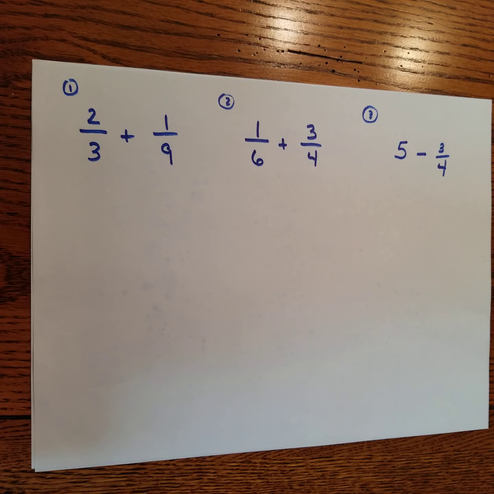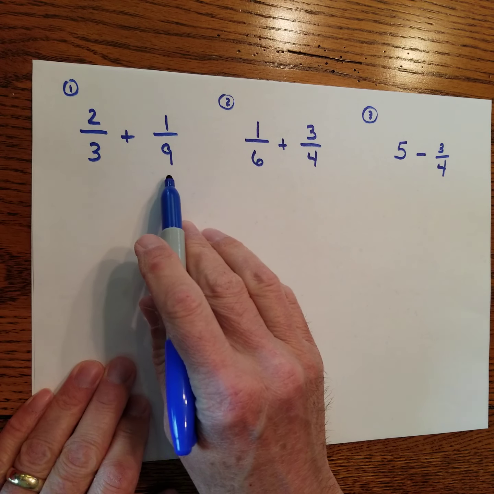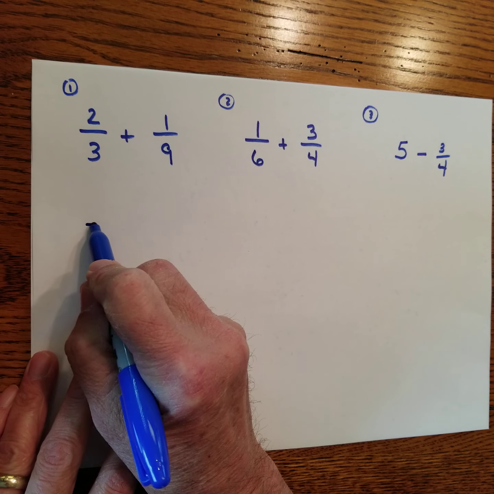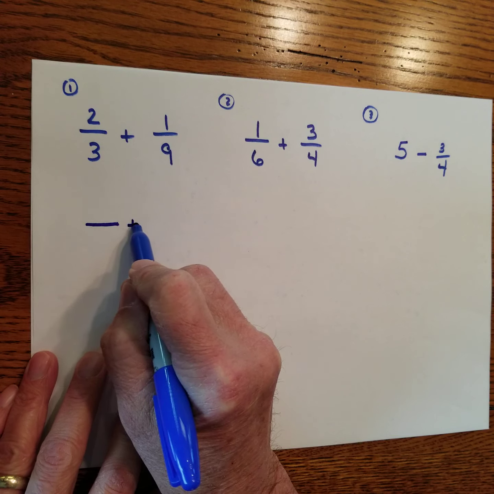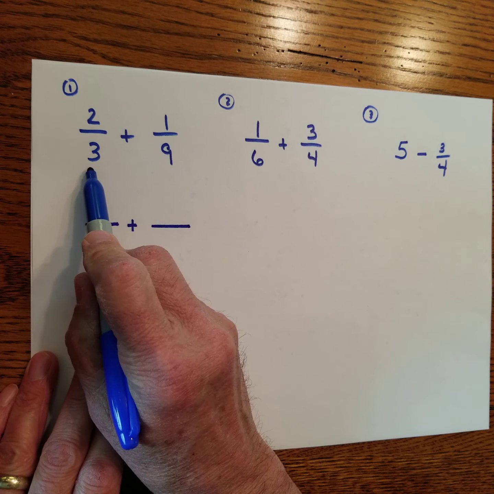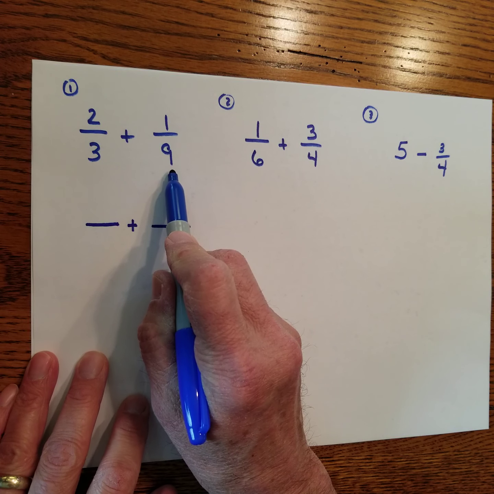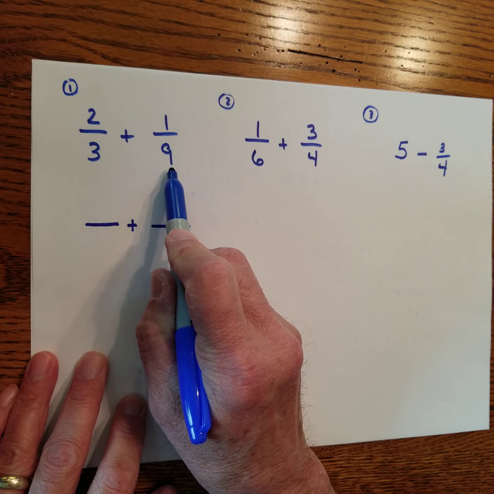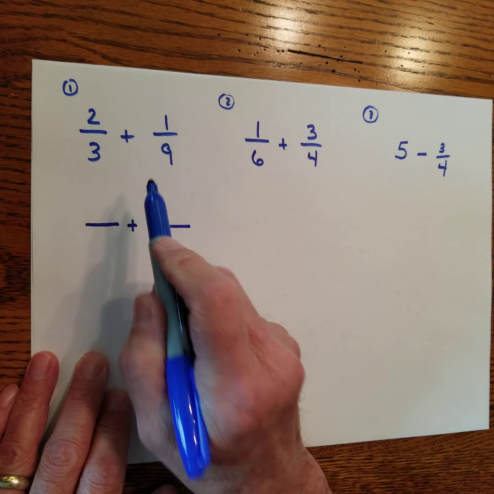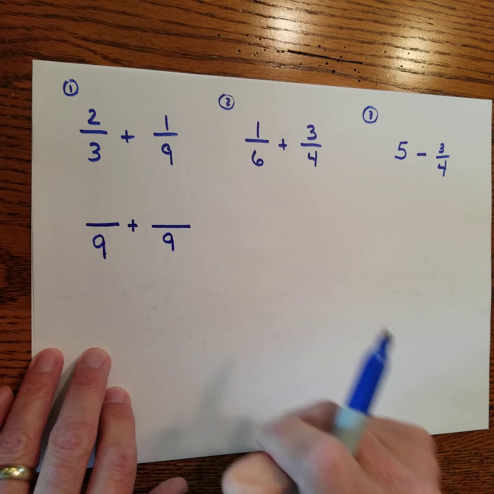In problem number 1, we're adding 2/3 plus 1/9. Before we do that, we must have a common denominator. In order to find a common denominator, the first thing I check to see is if the smaller denominator divides evenly into the bigger denominator. If it does, then that's my common denominator. 3 divides evenly into 9. We'll use 9 as the common denominator.